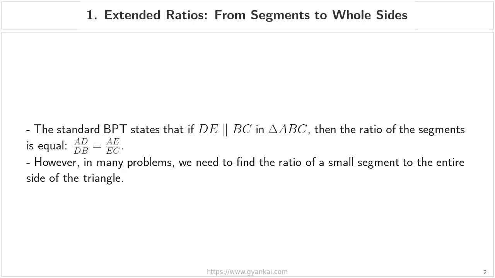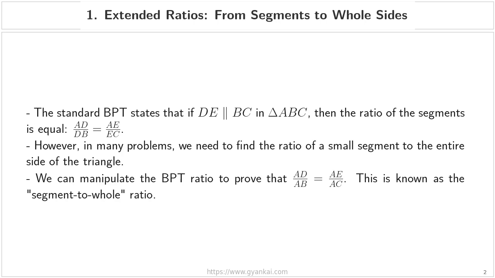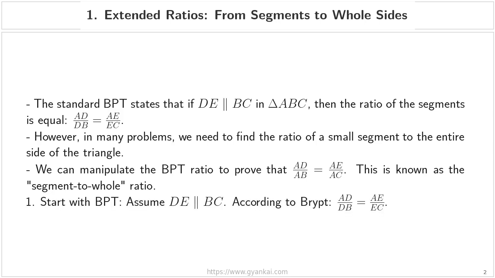However, in many complex geometry problems, like the ones we will see later in our discussion on trapeziums, we aren't just looking for the ratio of the small segments. We often need to find the ratio of a small segment to the entire side of the triangle. The core concept here is that we can mathematically manipulate the BPT ratio to prove what we call the segment-to-whole ratio, which is AD over AB equals AE over AC. Let me walk you through the step-by-step derivation so you can see how this works algebraically.